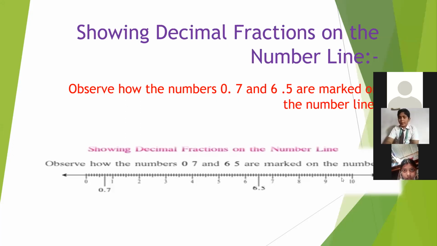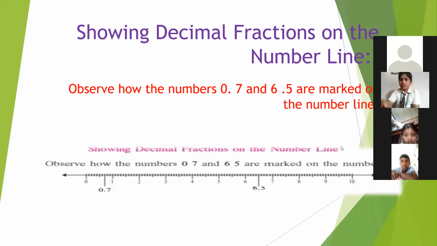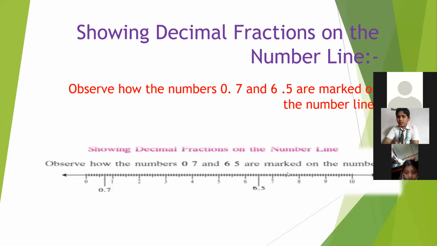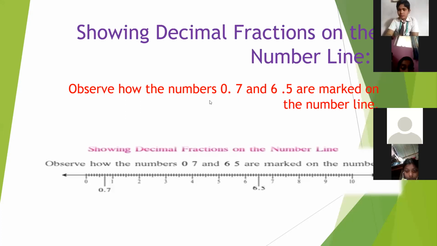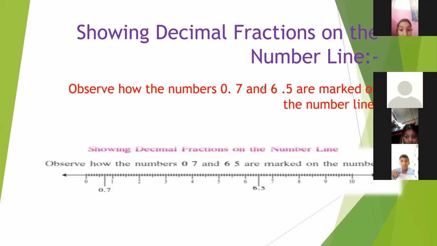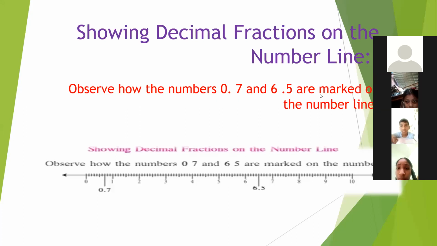Venkat? Unmute yourself. Yeah, tell me. Yes, ma'am. What is this? Just I have told you. Number line. Very good. This is a number line. And see here, what is written here? Observe how the number 0.7 and 6.5 are marked on the number line. Okay. So see here, student, how it is represented 0.7.